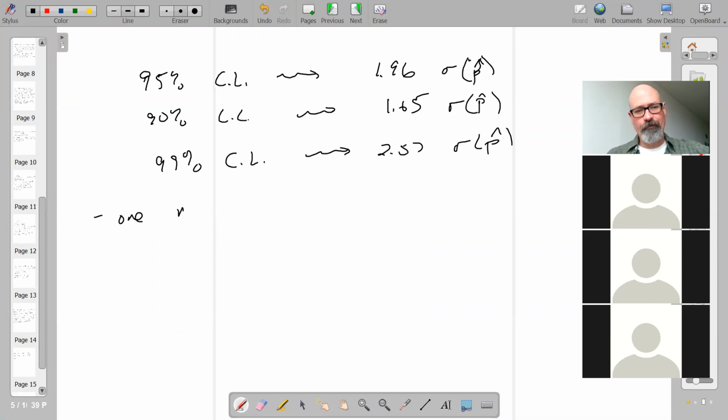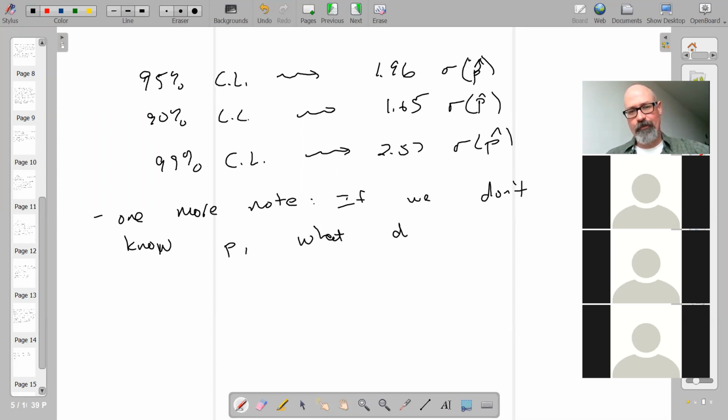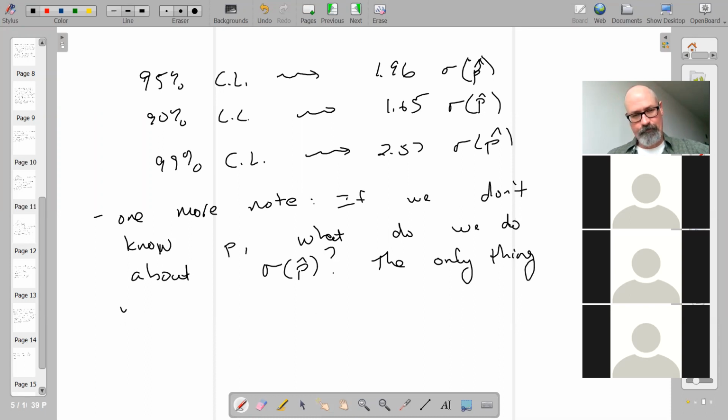One more note, and this should add a little suspicion in your mind about the method. If we don't know p, and we don't, right? What do we do about sigma of p hat, the standard deviation of p hat? The only thing we can do is estimate it.